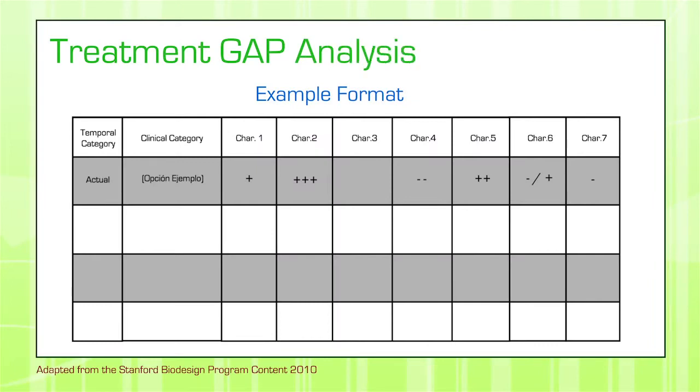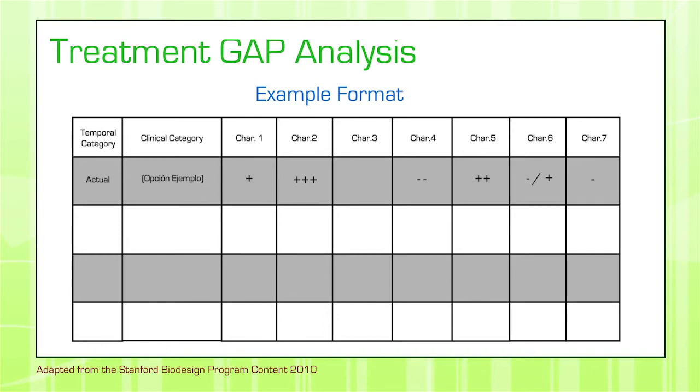So after doing your treatment landscape analysis, then you can focus more specifically on the things that you know are missing from the first visual analysis that we did at the beginning of this presentation. So for example, a useful format that is presented in the Stanford Biodesign process for doing this is to put your treatment option in and the category of that treatment option, and then you have to come up with some characteristics that are very particular to that range of treatment options.